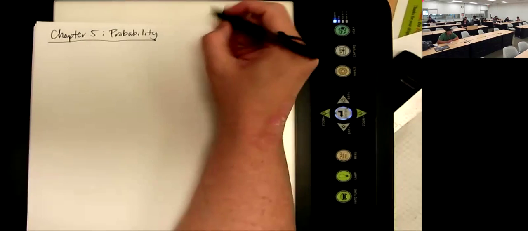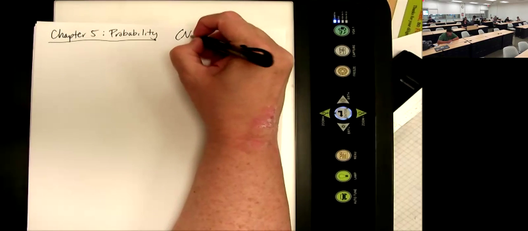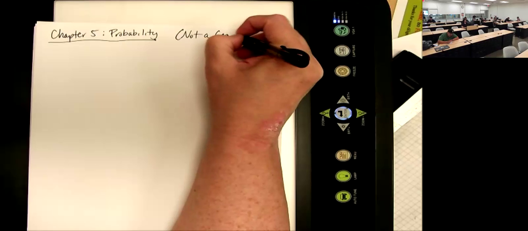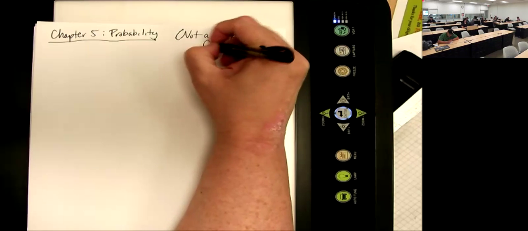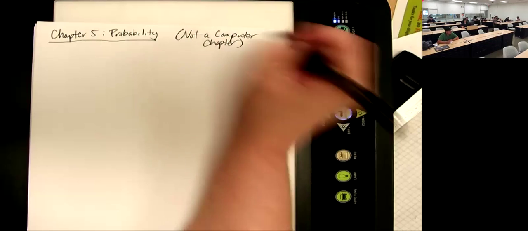Alright, so chapter 5, this is not a computer chapter, this is a calculator chapter. There is no StatCrunch involved for chapter 5.